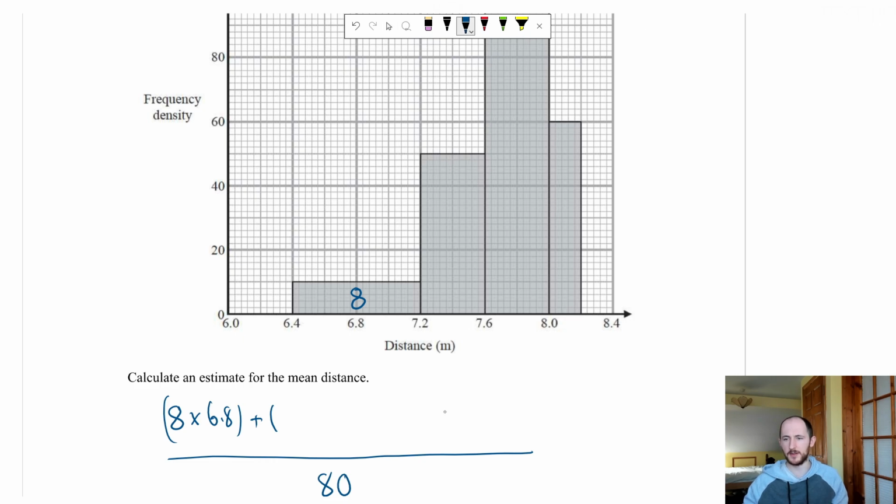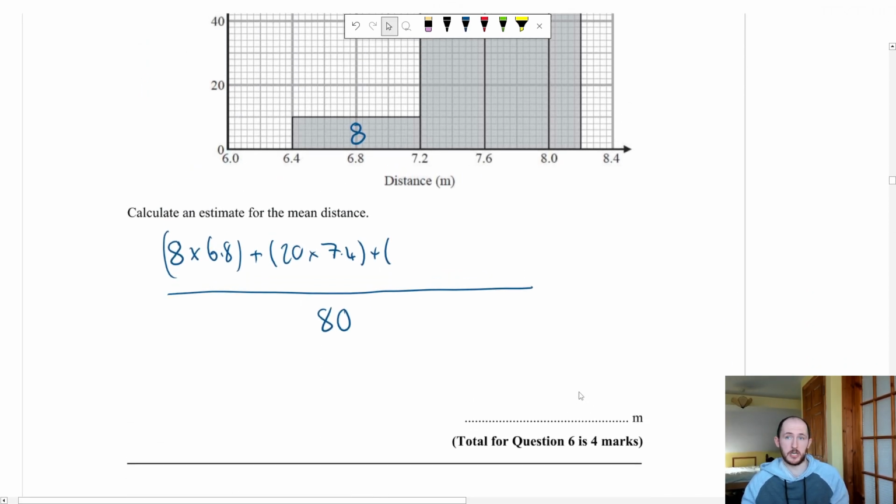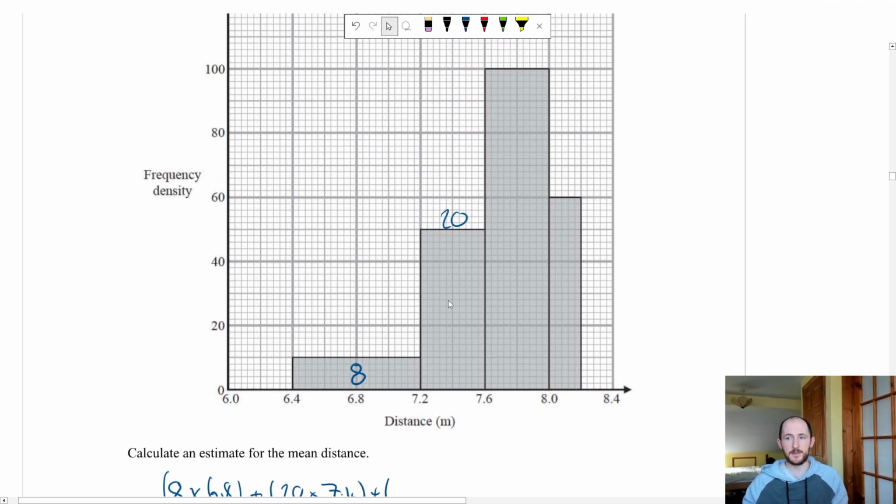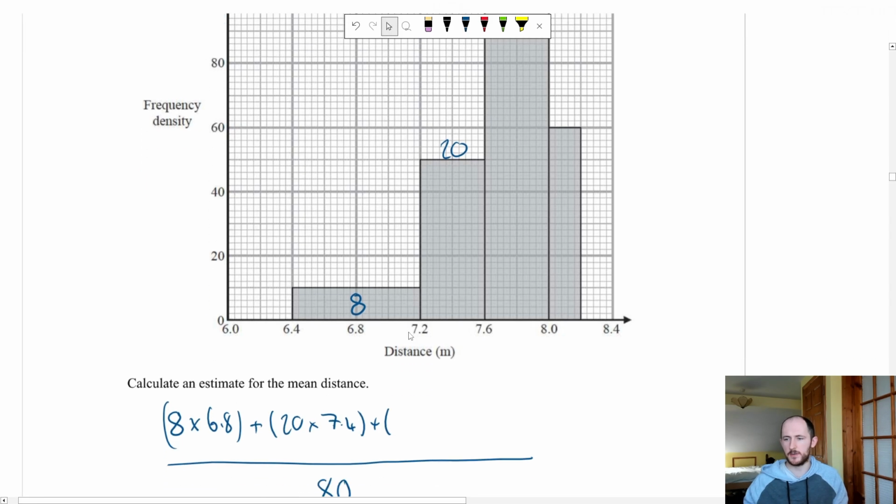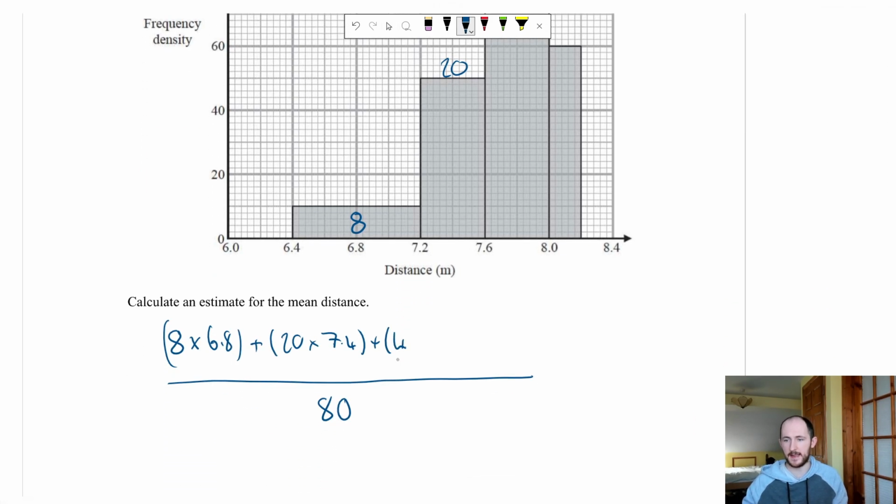I don't know why that took me so long. So yeah, so there's 20 people in there. Had a bit of a brain fart there. 20, and then times the midpoint would be 7.4. 2 more bars, and this for 4 marks is pretty good in my opinion. It's just they put you in a different situation. The width here is 0.4 times 100. Well, okay, I don't need that one. That's going to be 40 people. So 40 times 7.8, that's the midpoint there.